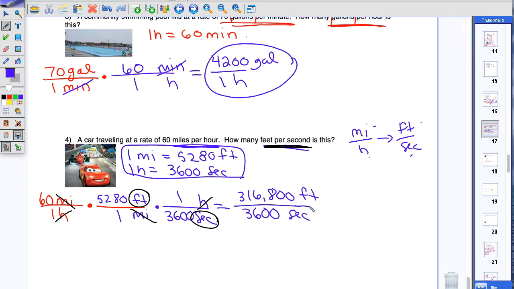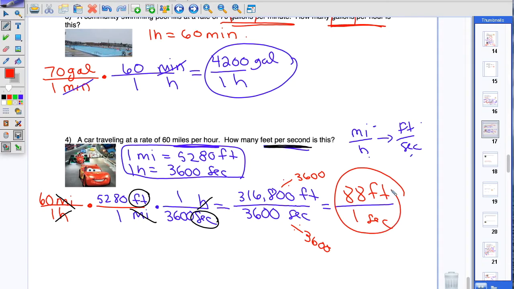Now see, our denominator is not 1 second, so we need to divide the numerator and denominator by 3,600. So we end up with 1 second. 3,600 divided by 3,600 is 1 second. And when we divide 316,800 by 3,600, we end up with 88 feet. So if a car is traveling 60 miles per hour, it traveled 88 feet in 1 second.